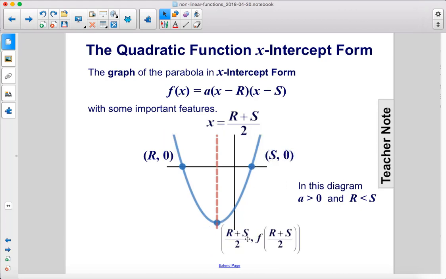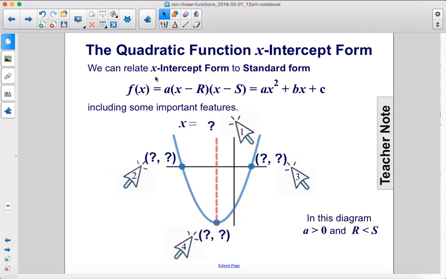And our vertex will be at the axis of symmetry, r plus s over 2, comma, the function at that point. So plugging this x value into the function will give us the y coordinate at that point. So here we have x-intercept form and standard form, and they're equal to each other. This includes some important features.